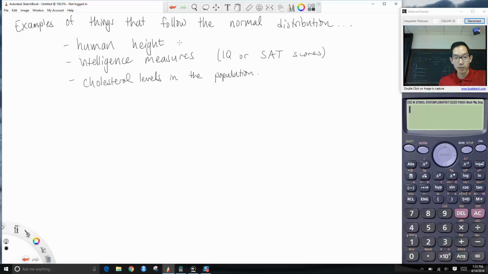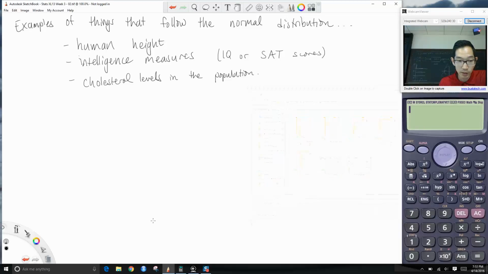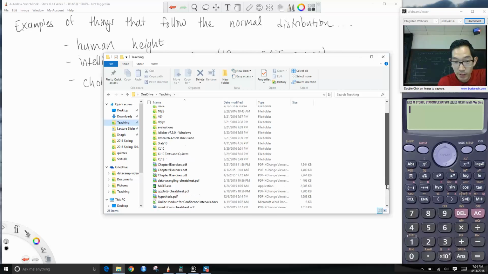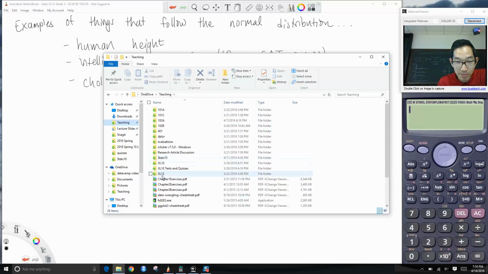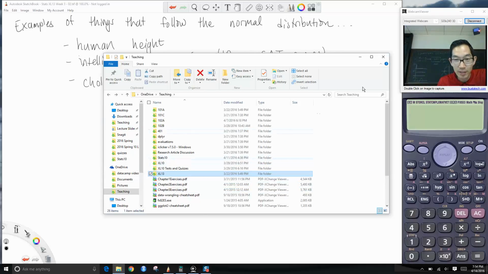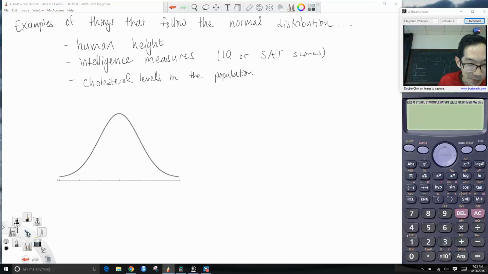Okay, and the neat thing about the normal distribution is that, let me see if I could pull it up. Oh, maybe I don't have it. Give me a second. Okay, anyway, this is what the normal distribution looks like.